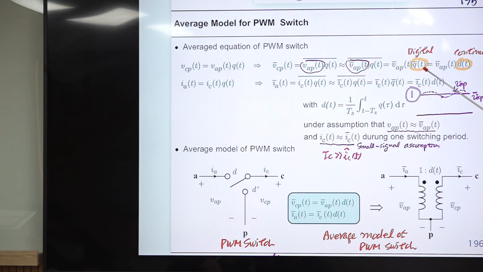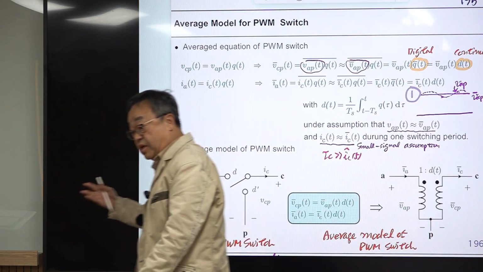This is the digital signal. q(t) is a digital signal, 1 and 0. Then somehow we have the definition of this. This is the definition of the continuous duty ratio. With this, it will be transformed to continuous waveforms. Then this one is okay. So this is complete in the mathematical sense.